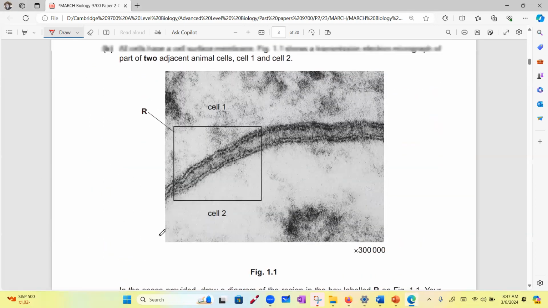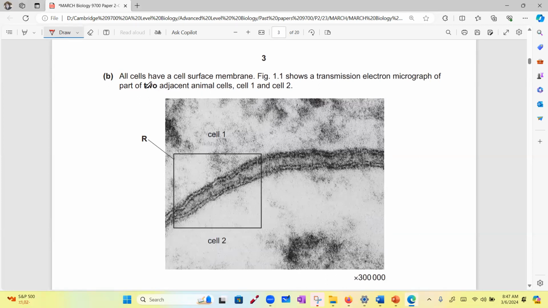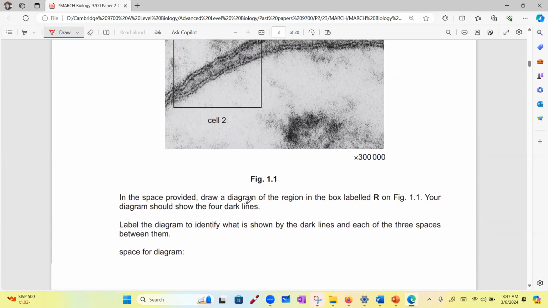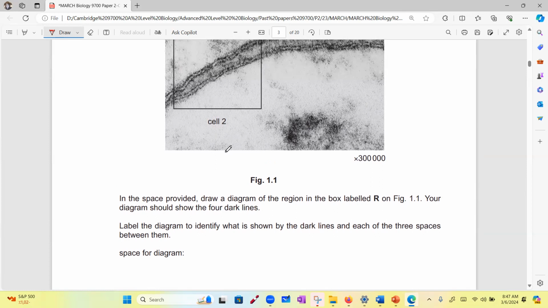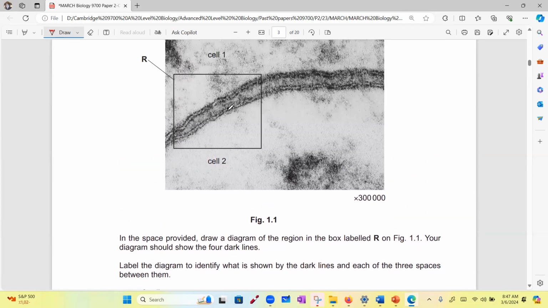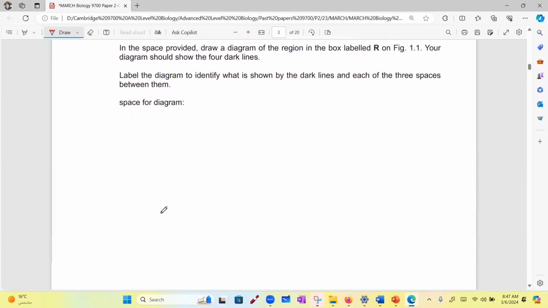And then here, they are showing you two adjacent animal cells, cell 1 and cell 2. They want you to draw, in the space provided, a diagram of the region R, and your diagram should show the 4 dark lines. So here, 4 dark lines. This is a phospholipid bilayer, of course, and this is another one, and this is the space between them. What is the space between two cells? Intercellular space, tissue fluid.